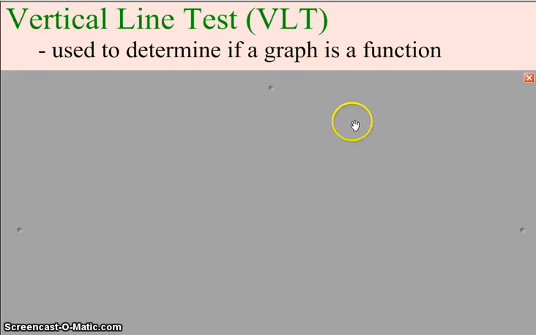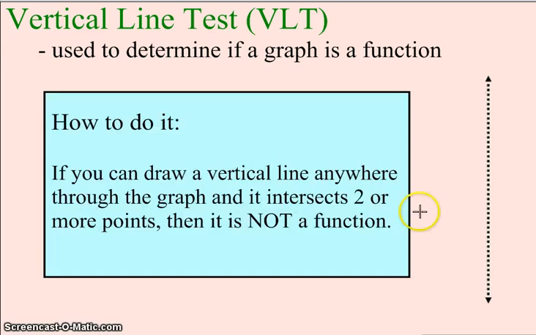Alright, the vertical line test, otherwise known as the VLT, is used to determine if a graph is a function. That's it. So here's how to do it.